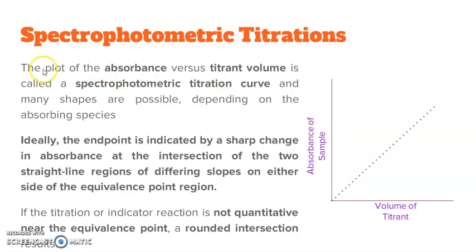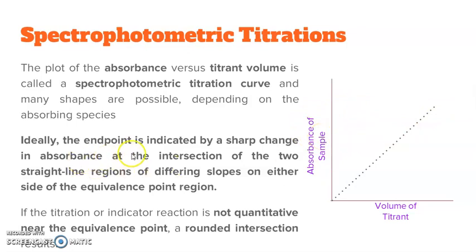So the plot of absorbance versus titrant volume is called the spectrophotometric titration curve. Now we are introducing a new term called the spectrophotometric titration curve. It is nothing but the plot of absorbance versus the volume of titrant. If you plot this, then we call this particular curve the spectrophotometric titration curve, and many different shapes are possible depending on the absorbing species. We will come to that part in great detail.